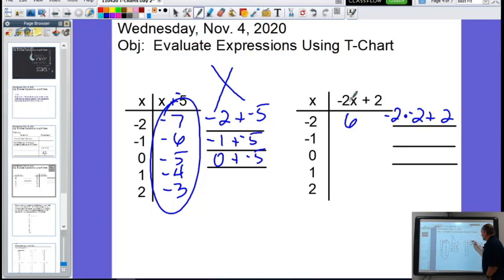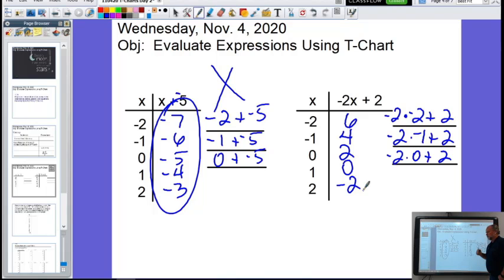So then I'm going to plug in -1. So -2 times -1 plus 2. Well, -2 times -1 is 2, and 2 plus 2 is 4. And then my x is now 0. So -2 times 0 plus 2. Well, -2 times 0 is 0. Plus 2 gives me 2. So what's my pattern? I'm decreasing by 2. So that means the next one would be 0 and then -2. That's what I'm going to expect to see on this homework assignment.